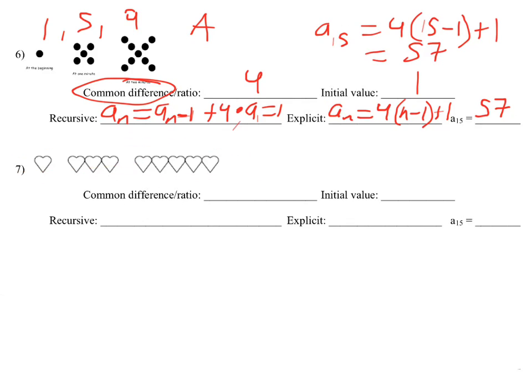On the next one here, this one starts at 1, then we get 3, and then 5. So this one's just adding 2 each time, which makes it arithmetic. We're going to have a common difference of adding 2, or just 2, because it's just a number. The initial value is the first number in the sequence, which is just 1. The recursive function is going to be the same as this, except you're going to put a 2 instead of a 4 there.